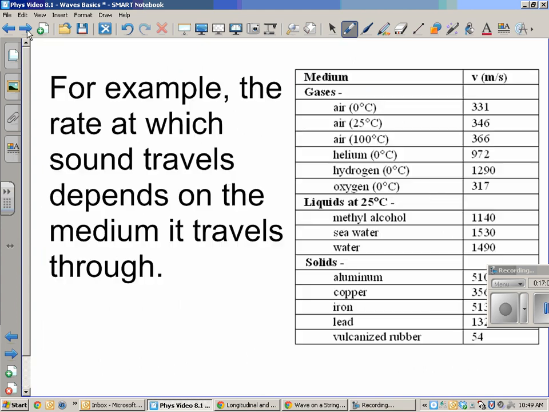And as an example, here's this. The rate at which sound travels depends on the medium it travels through. Okay? So for example, 25 degrees Celsius is about room temperature. Any sound wave in the entire universe, if it is in regular air at room temperature, sorry, it'll have a velocity of about 346 meters a second.